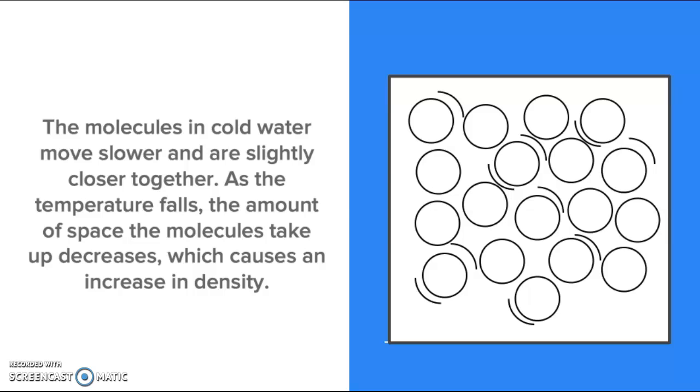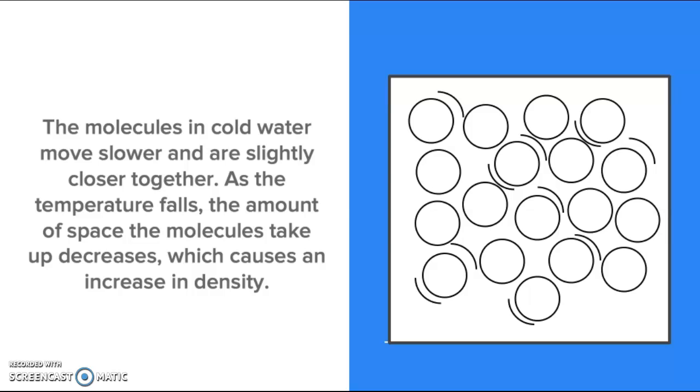We didn't increase the mass or decrease the mass, but we increased and decreased the amount of space the molecules are taking up, meaning they're all close together or they spread farther apart. When they are warmer, the molecules are going to take up more space. When they're cooler, they're going to take up less space and be more compact.